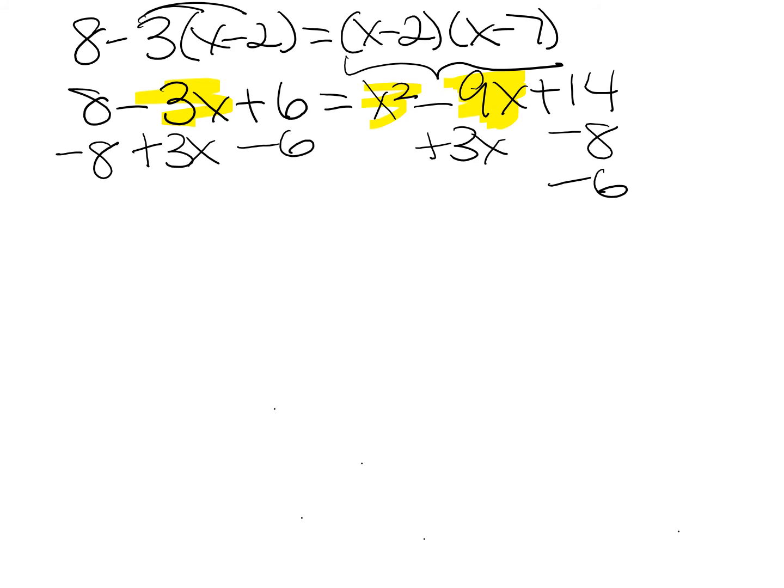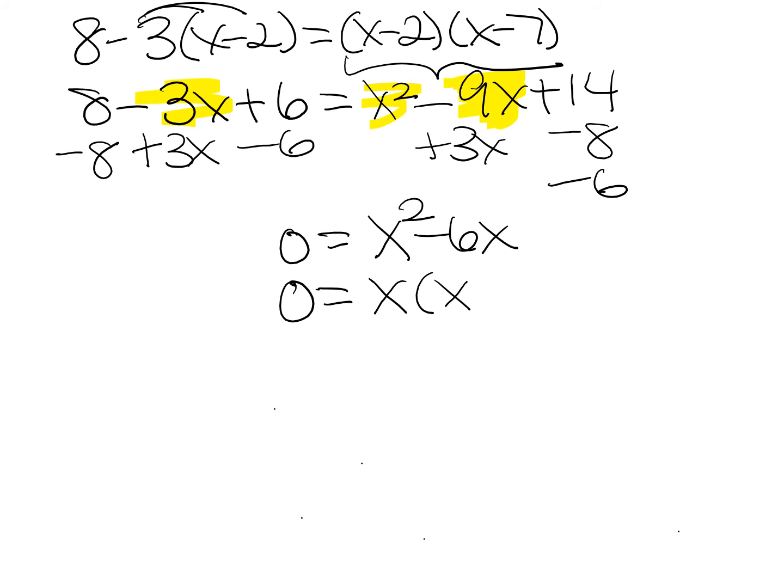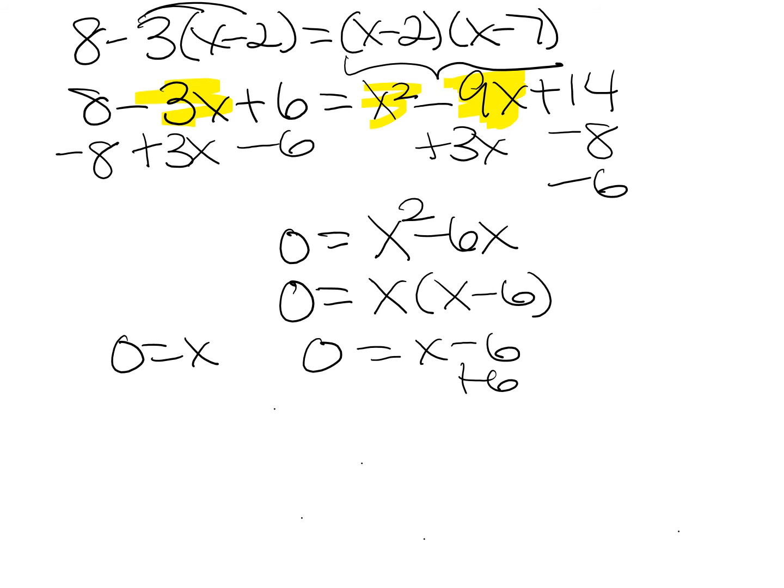And I'm lining everything up here so that I have all my like terms. So negative 9x plus 3x is negative 6x. Negative 14 and negative 8 is 6. And 6 and negative 6 is 0, so those cancel out. So now I'm just left with GCF factoring. And then I have two factors, x equals 0 and x minus 6 equals 0. And so the first answer is going to be x equals 0, and the second one is going to be 6. Now it is important to check all solutions every time you do this.